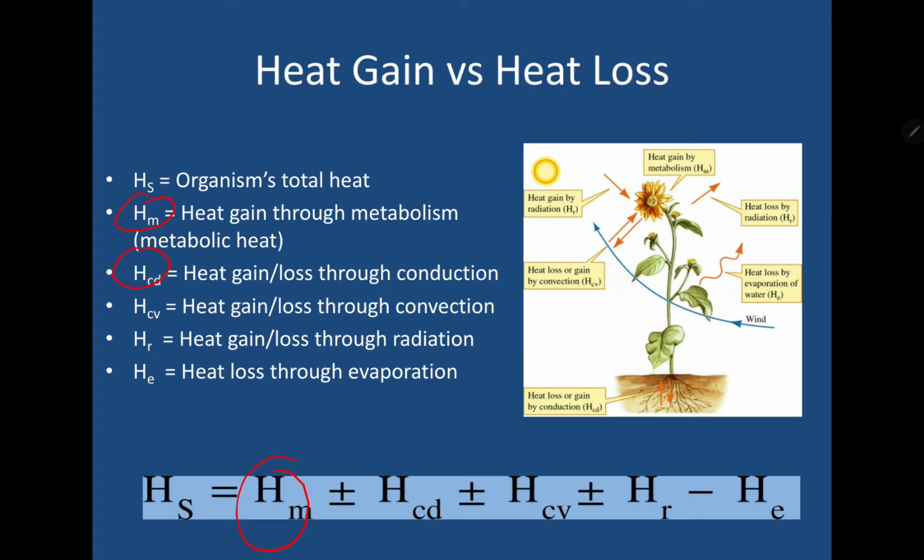So conduction refers to the transfer of heat between objects. So for example, you are sitting on hot sand. So that's obviously heat gain. So that's plus HCD. For example, another example, you're sitting on ice. Then you lose heat to ice, right? So that's minus HCD.